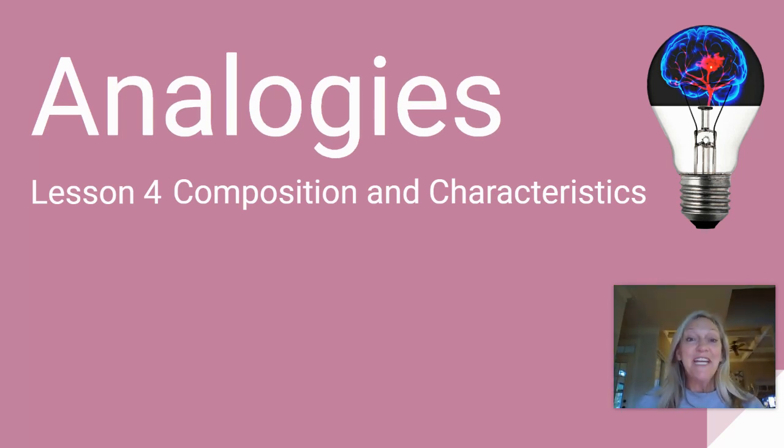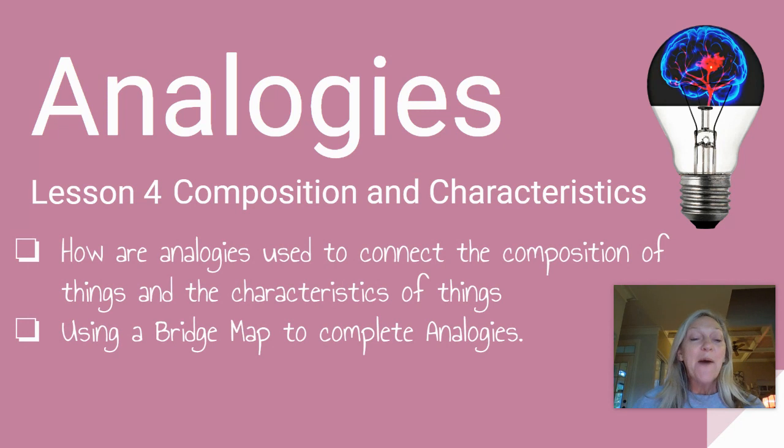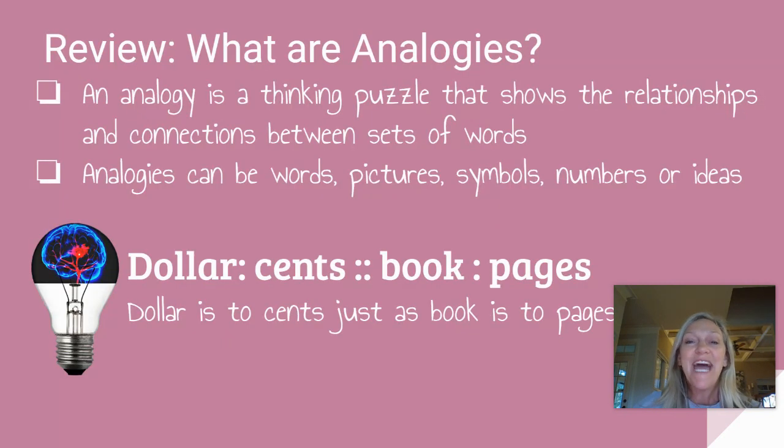We are just going to go through this lesson 4 composition and characteristics lesson today, and we're going to learn how analogies are used to connect the composition of things and the characteristics of things. I know those are really big words, but you will absolutely understand what they mean in a few seconds. We are going to use that bridge map again to help us complete the analogies.